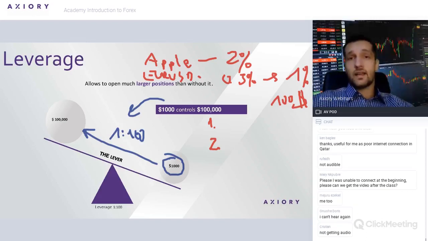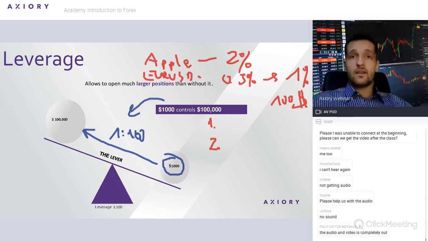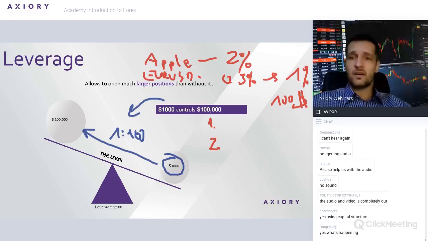Obviously, I have to tell you that at the same time you can win, but you can also lose. So leverage is a two-edged sword. It can make you happy, but it can also make you sad. Those bigger profits that you can have with the leverage mean that you can also have bigger losses if the price goes the other way.